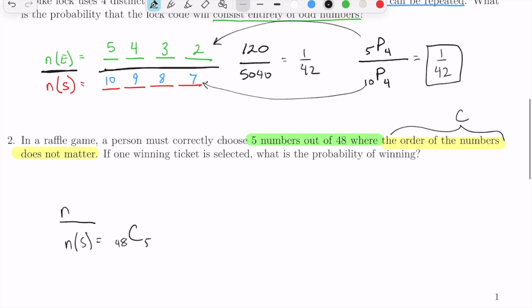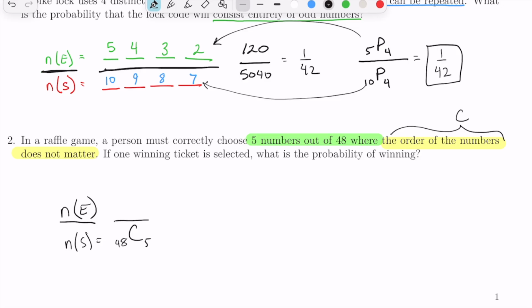Now, I do often have people ask me, how do you know that it's 48C5 and not 5C48? Well, the first number represents the total number you have to choose from, and the second is how many you're going to choose. The good news is if you do get those switched around when you put them in the calculator, it doesn't work out for you. You won't be able to get it.